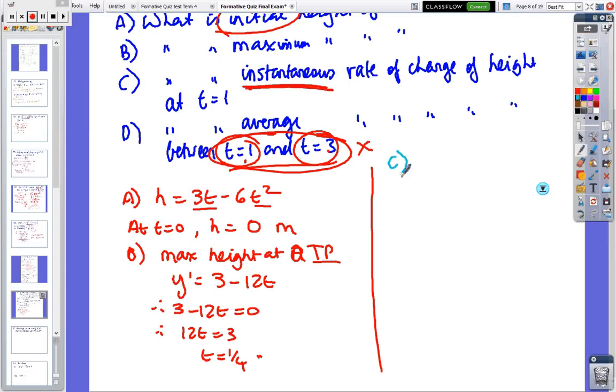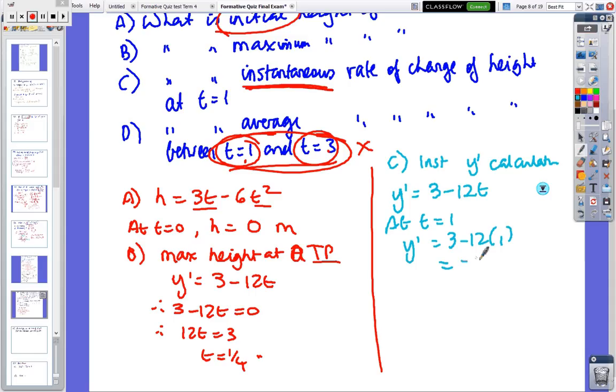Okay, part C, instantaneous. Instantaneous is a y dash calculation. So y dash equals 3 minus 12t at t equals 1. Y dash equals 3 minus 12 times 1. So the rate of change is decreasing at minus 9. And as a D, if there was a question like this in the paper, the average rate is the difference in times is what you divide by, and the difference in heights is what you divide into.